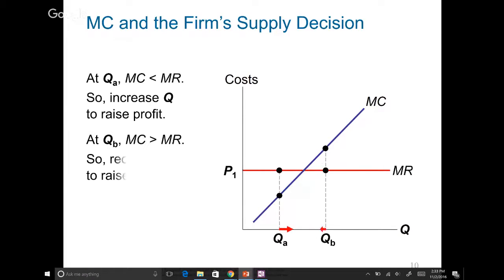Now on the graph, what you're looking for is an intersection between the marginal cost and marginal revenue. That will show you the profit maximizing output. So when you look at a graph like this, the first thing you're looking for is where the marginal cost equals marginal revenue. That will show you how much profit is.